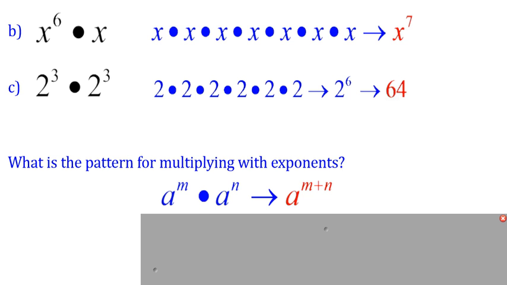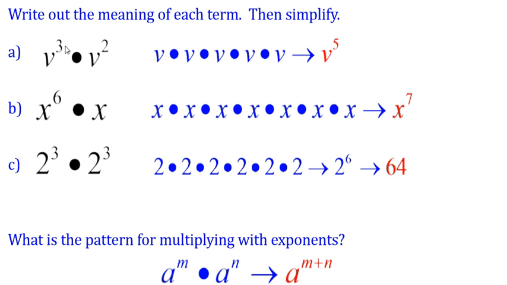So if we go back and look above, v to the third times v to the second, that was v to the fifth. 3 plus 2 is 5. X to the sixth times x to the first, 6 plus 1 is 7. 2 to the third times 2 to the third, well, 3 plus 3 is 6. This just happens to have a value of 64. So when you're multiplying like bases, instead of writing out everything in expanded form to find the solution, we could just add the exponents together.